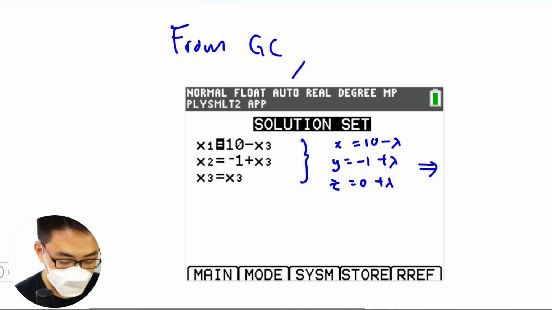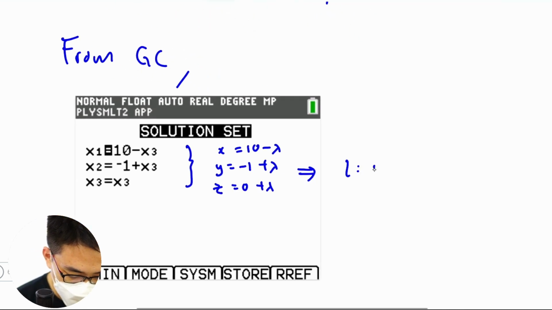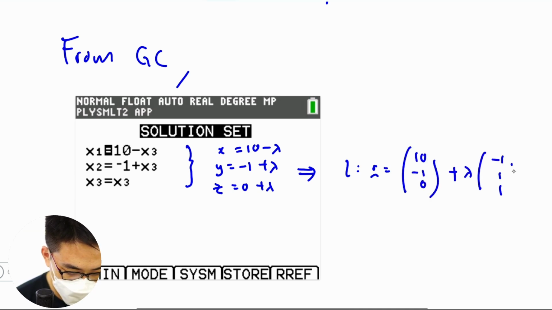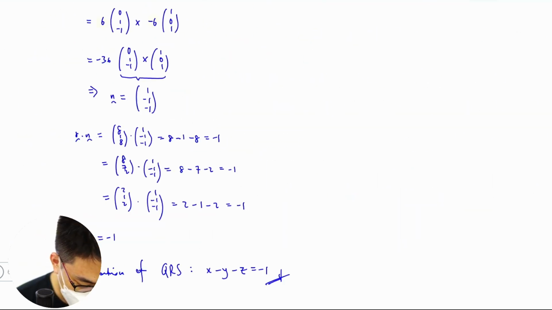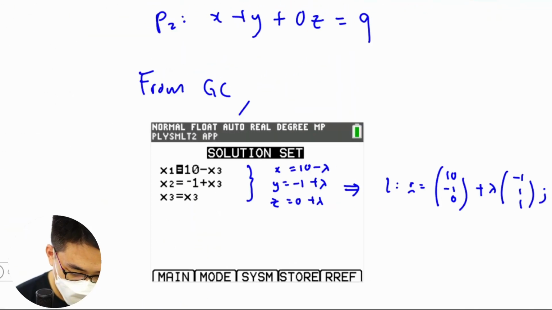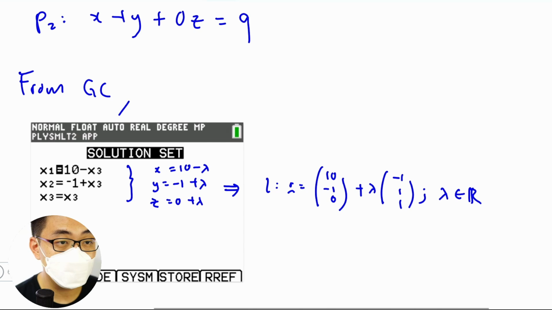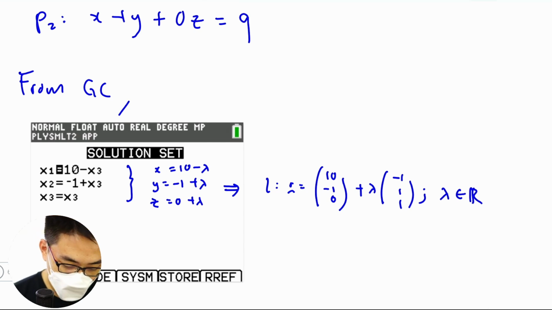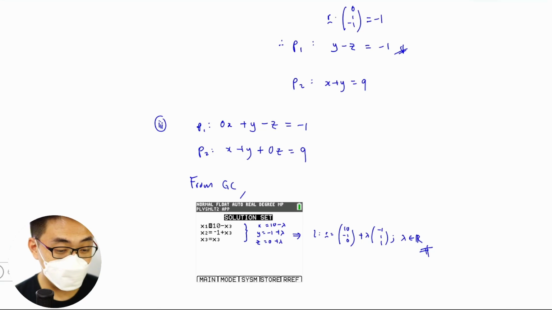Okay, so the line L: r equals 10 plus lambda. Have I used lambda previously? I don't think I did. No, so this is uniquely this line. I think it's 1 mark. Typically in exam, I think it's 2 marks.